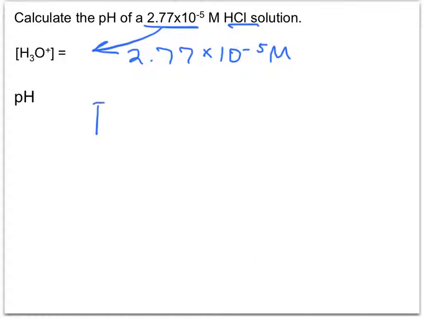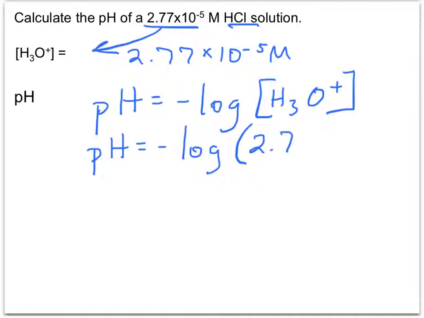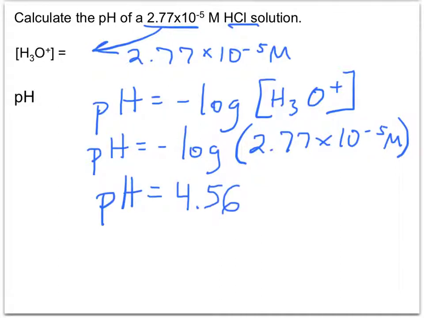Calculating pH is the negative log of the ion appropriate to the substance. Hydronium ion if we're talking about an acid, hydroxide ion if we're talking about a base. All we have to do is plug this number in and take the negative log, and we'll have our solution. The answer is 4.56.